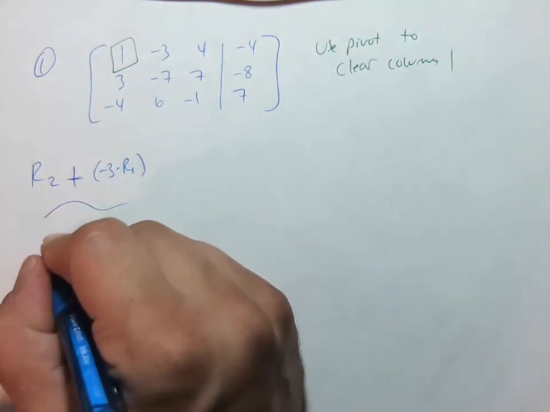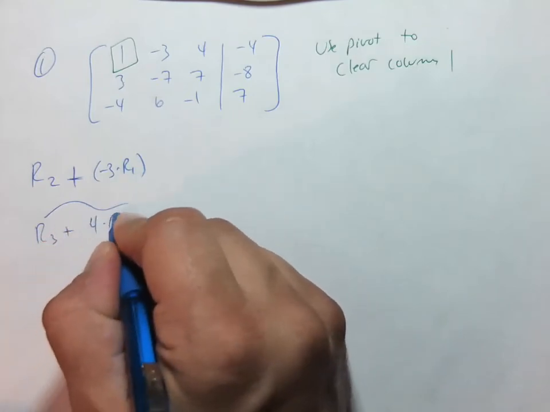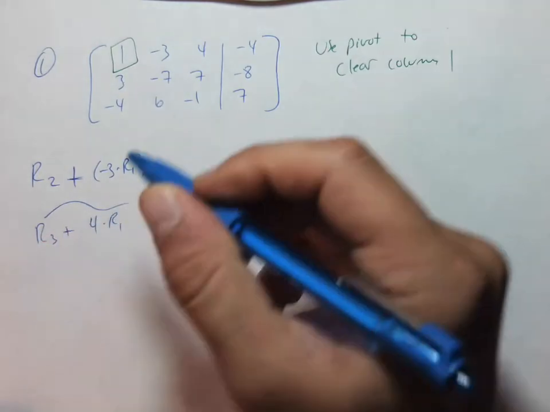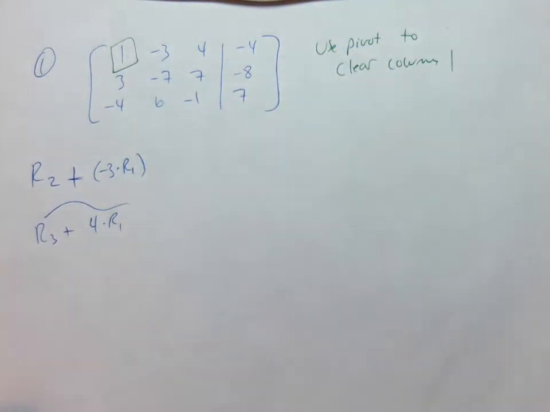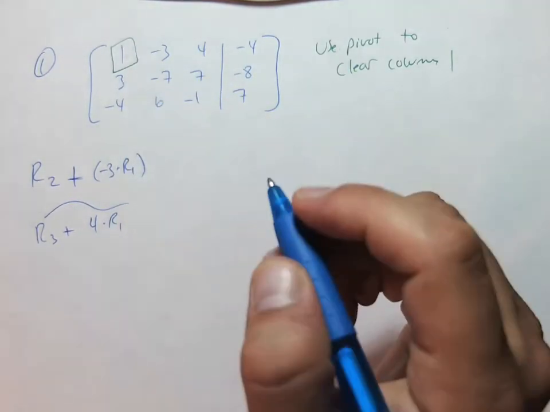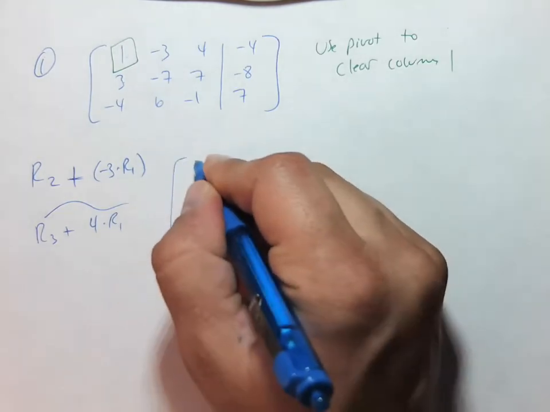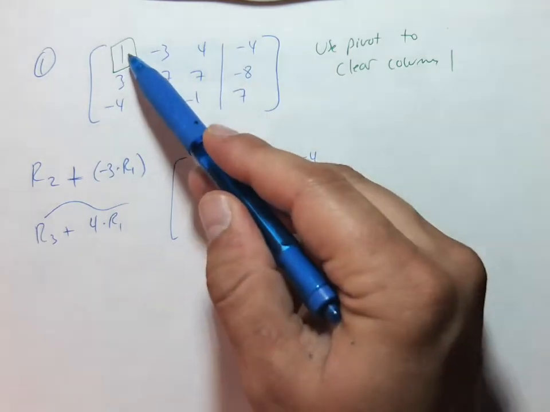At the same time, I'm going to take row 3 and add to it 4 times row 1. So make that a 4 and then use it to cancel that one out. We're going to do that in one step here, and that's going to make both these zeros, and we're going to get column 1 squared away. So the first row is not going to change. This becomes a 4.